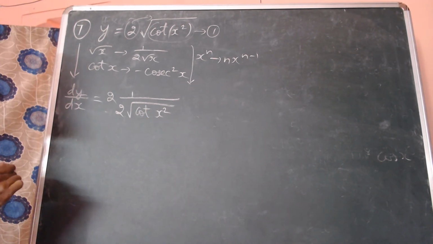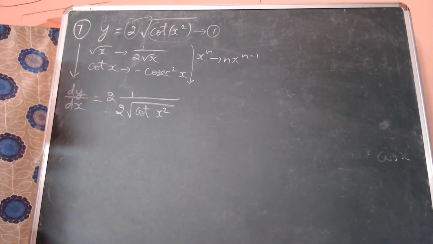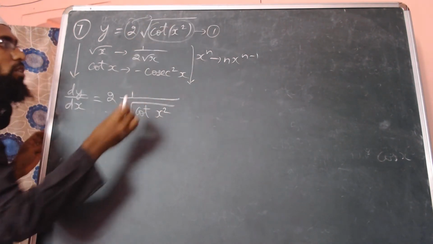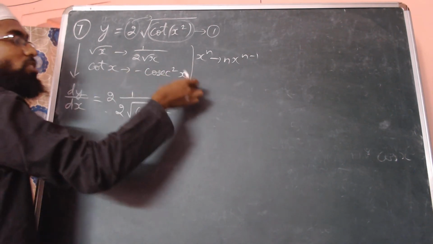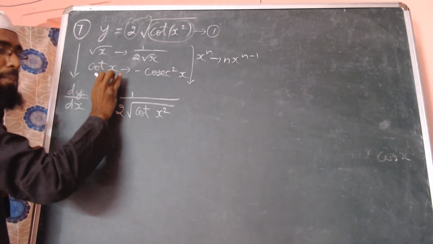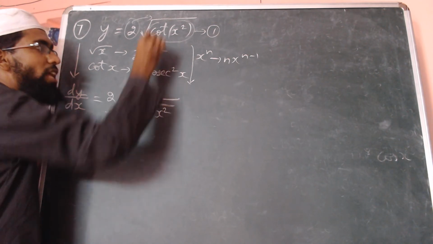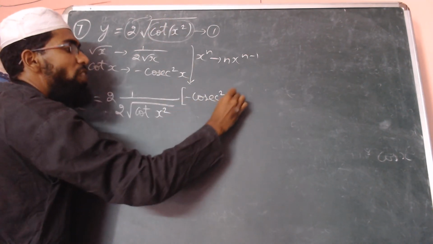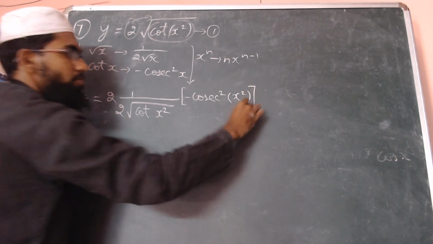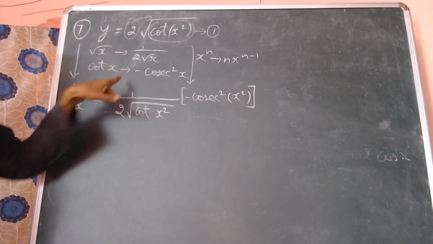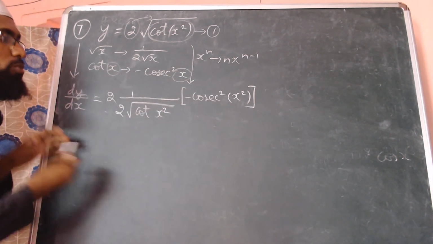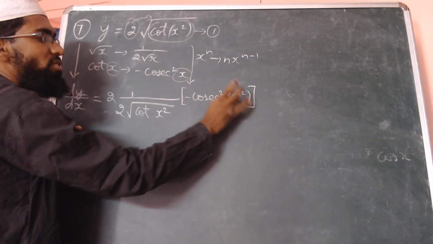Now what I have to do? I have to differentiate that cot of x square. What is the derivative of cot x? Minus cosecant square x. Derivative of cot y is minus cosecant square y. So derivative of cot of x square is minus cosecant square of x square. Got it? Is it clear? Cot x derivative is minus cosecant square. X means x, y means y. X square means I'll write minus cosecant square x square.